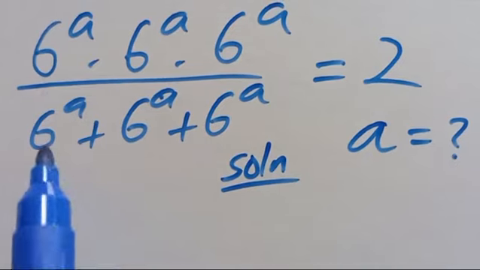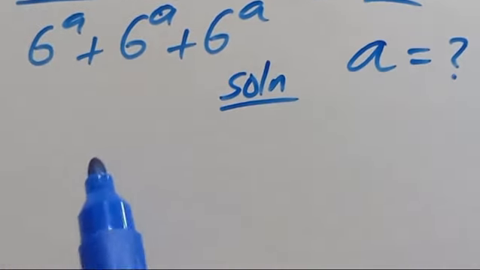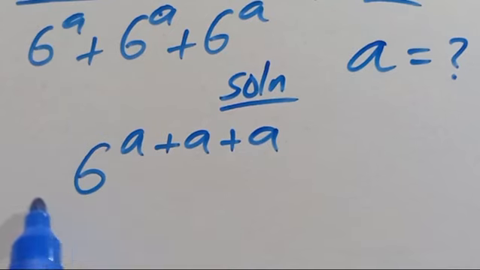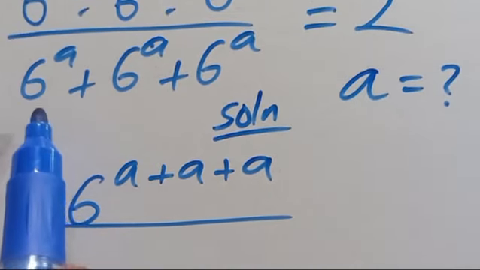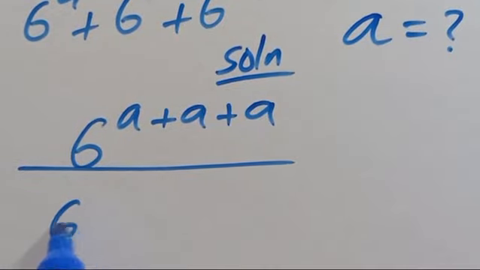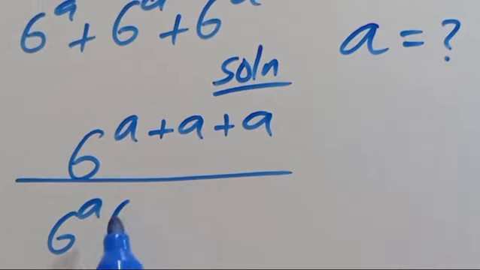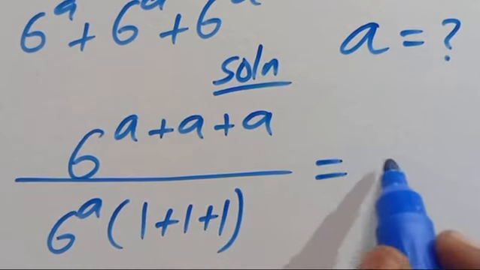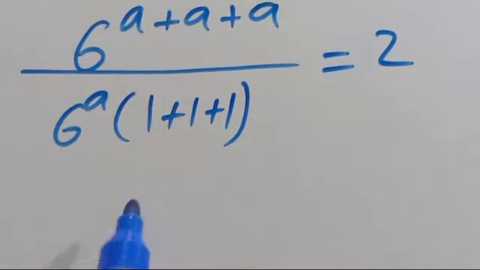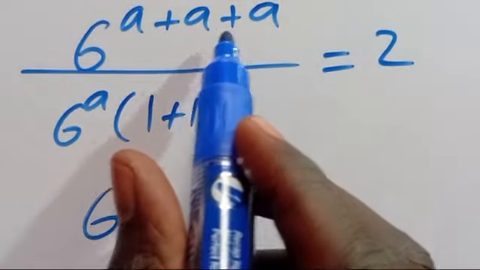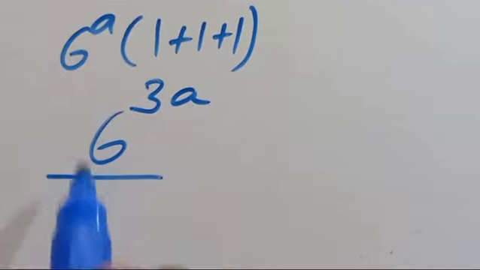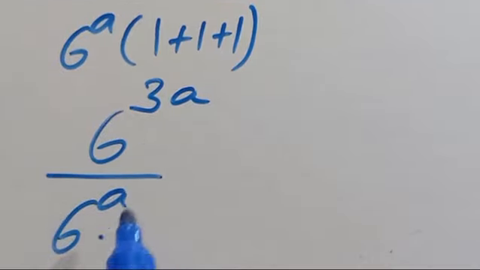From here, so far they have the same base, you can take one base and add the powers. So we have 6 to the power of a plus a plus a, then all divided by, since this one is common, we can factor it out as 6 to the power of a, open bracket, the first divided by this will be 1, this 1 plus 1 then equals 2. So we have 6 to the power of a plus a is 2a plus a will give us 3a, then divided by 6 to the power of a multiplied by 1 plus 1 is 2 plus 1 is 3.